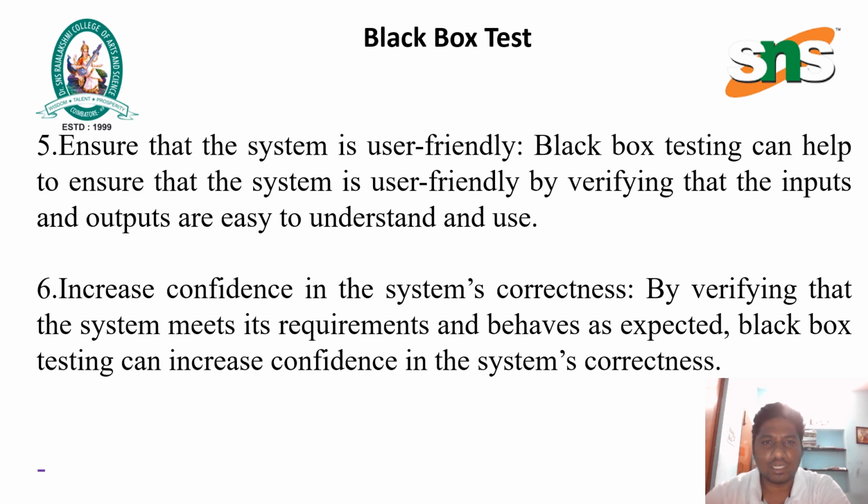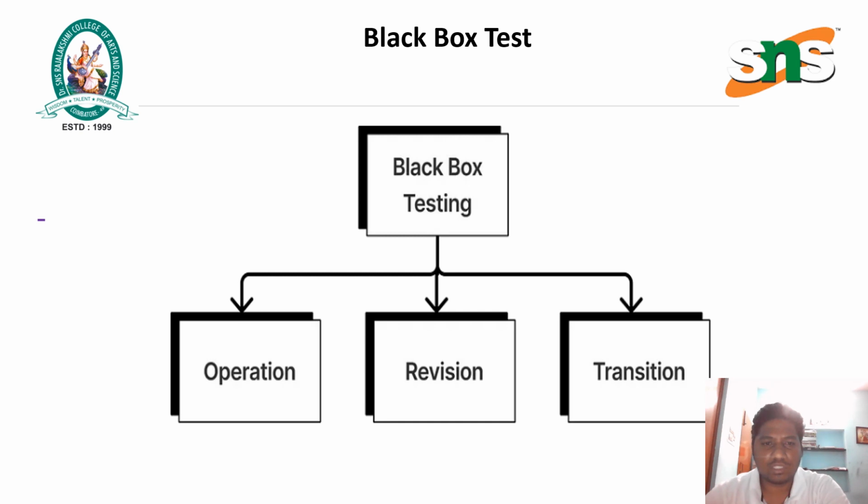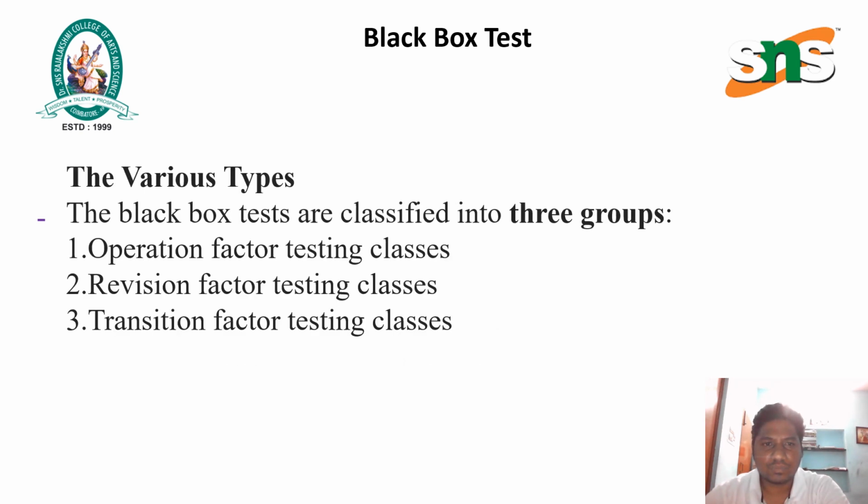Fifth, ensure that the system is user friendly. Black box testing can help ensure that the system is user friendly by verifying that the input and output are easy to understand. Sixth, increase confidence in the system's correctness by verifying that the system meets its requirements and behaves as expected. Black box testing can increase the confidence in the system's correctness. Black box testing relates to operations, revisions and transitions. So black box testing has various types.